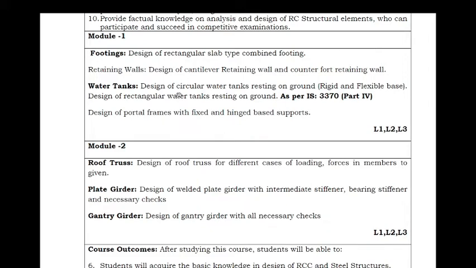Then next is water tank. You are going to build a water tank, so that is a storage unit. There are two types of designs here: one is circular water tank and the other is rectangular water tank. In circular water tank resting on ground, you are going to design with rigid base and flexible base as per this code book, and a rectangular water tank.